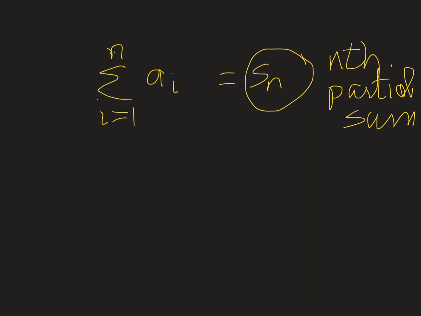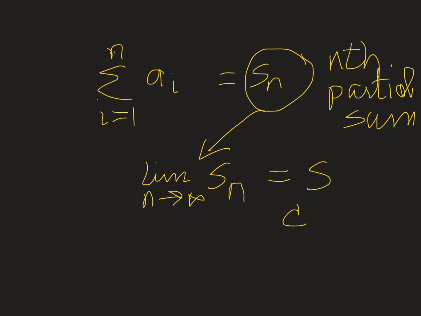Now, if you take the limit as n goes to infinity of the partial sums, i.e. the sequence of partial sums, and that is equal to a number, then that is convergent. That's what we mean by convergent for a series.